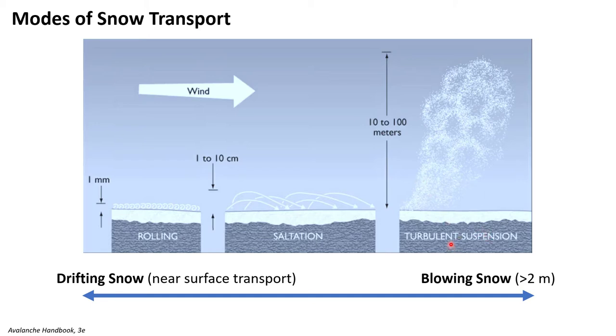you have turbulent suspension. Two other general categorizations for snow transport are drifting snow, which categorizes all near surface transport, so that includes both rolling and saltation. And then you have blowing snow, which is the stuff that's blowing in your face. That's occurring up several meters off the ground.